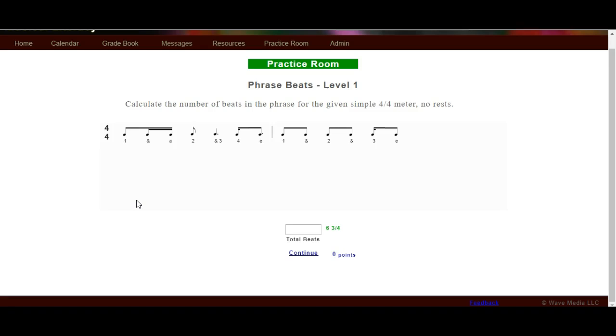4, 5, 6, 7. It's missing a 16th. Because it's an 8th and a 16th, we're missing a 16th. So 6 and 3/4 of a beat. It's weird, all these fraction names. It's a different way of looking at it. It makes you think through all the values very carefully, which is what they want.